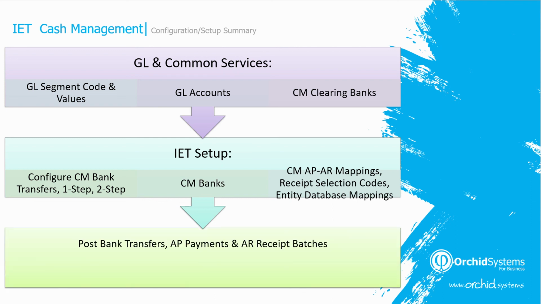Then we saw how to, when we posted bank transfers, AP payments, and AR receipts, the resulting bank entries were created for us. And we checked the cash management audit inquiries for any errors and used the periodic processing to reprocess error entries.